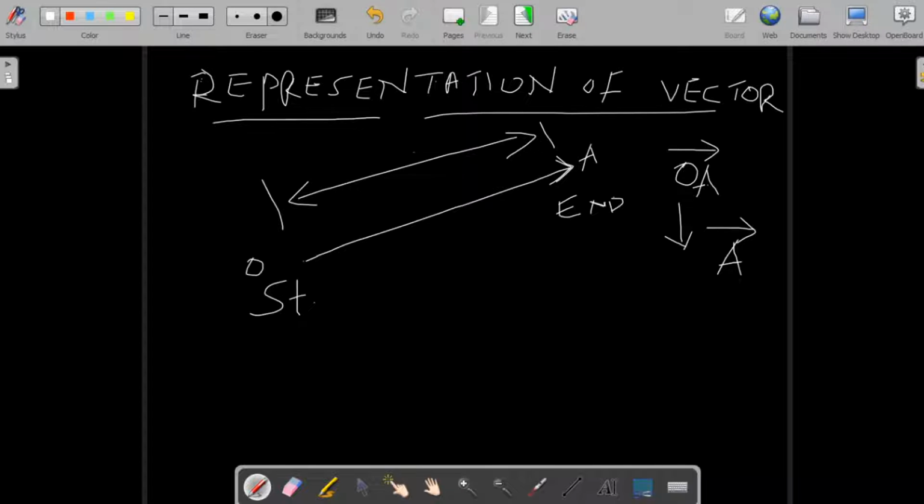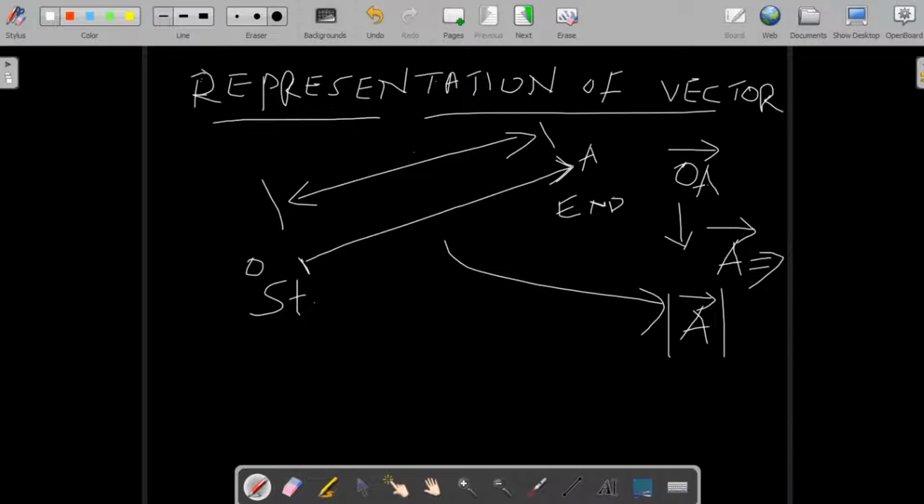So if I measure the length from O to A, the magnitude can be written as the magnitude of vector A, modulus of A vector. So this gives me the magnitude. Now, how to represent this mathematically? This way of writing vector A is a symbolic representation.